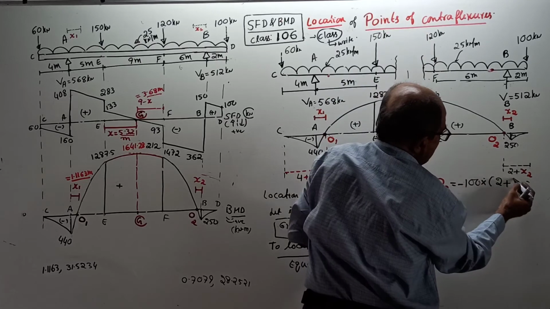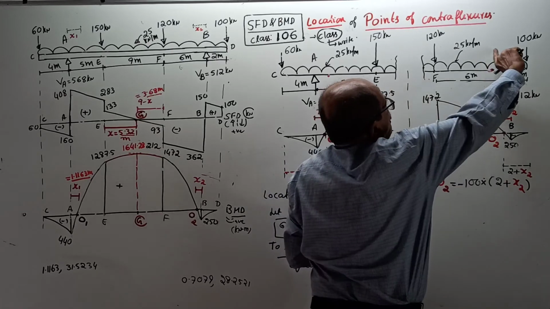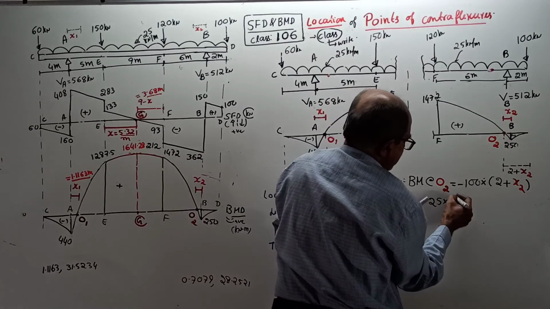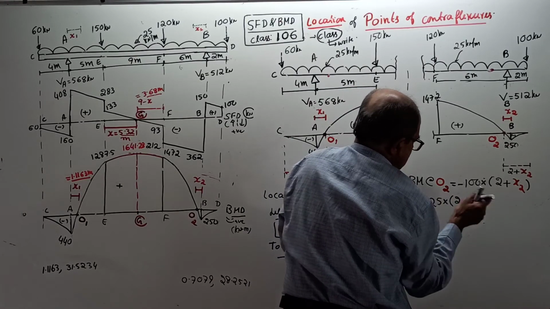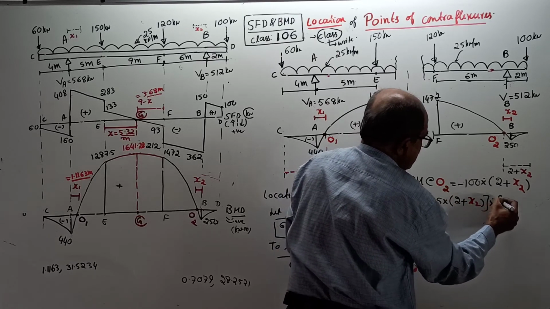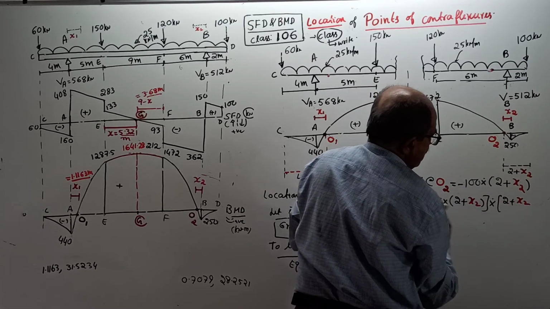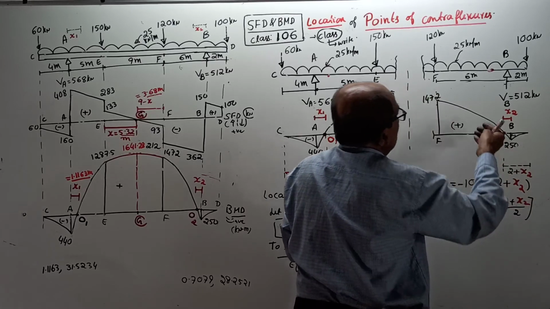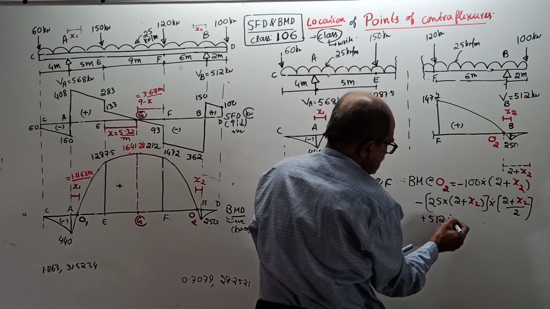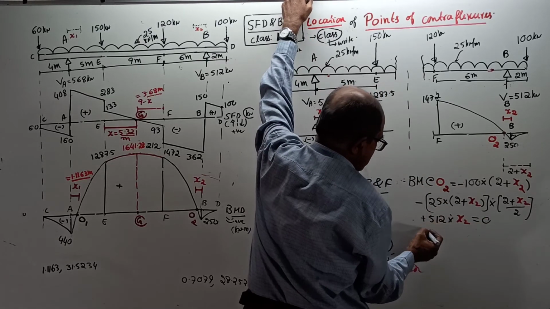minus 100 into, you know what is that into? 2 plus x2, then minus 25 into this loaded length. 25 into how much it is? 2 plus x2 is the total load into its center, 2 plus x2 divided by 2, lastly plus 512 into x2 equal to 0.